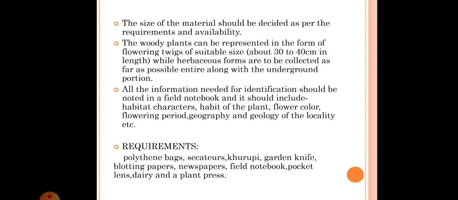The woody plants can be represented in the form of flowering twigs of suitable size, that is about 30 to 40 centimeter in length, while herbaceous forms are to be collected as far as possible entire along with the underground portion. All the information needed for identification should be noted in the field notebook, and it should include habitat character, habit of the plant, flower color, flowering period, geography and geology of the locality, etc.